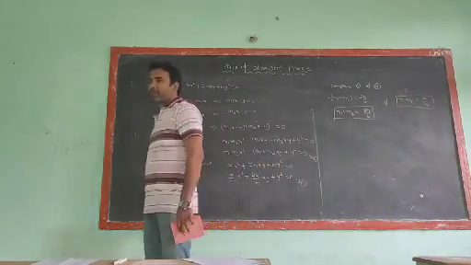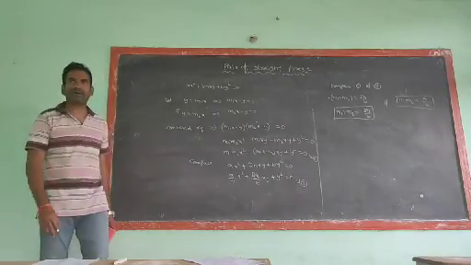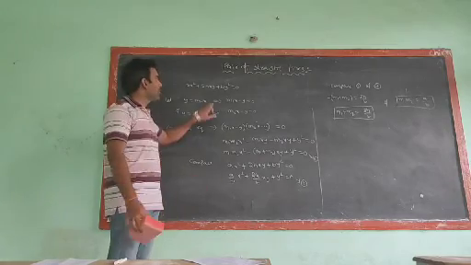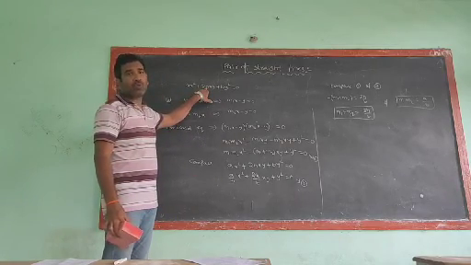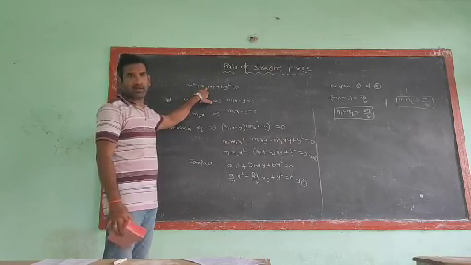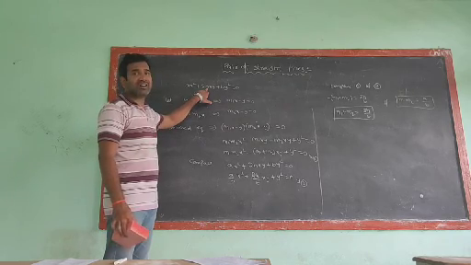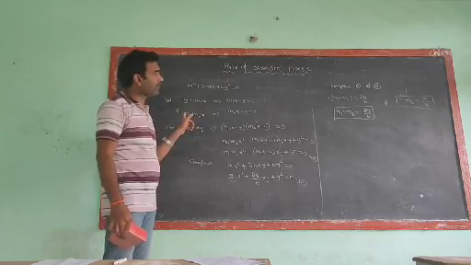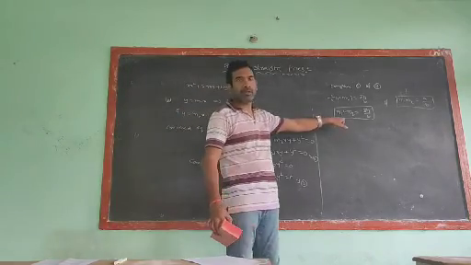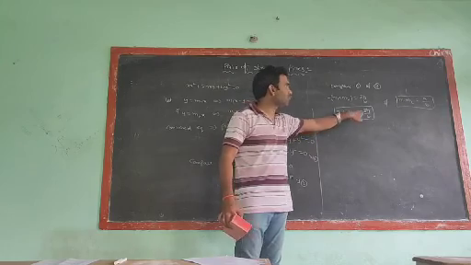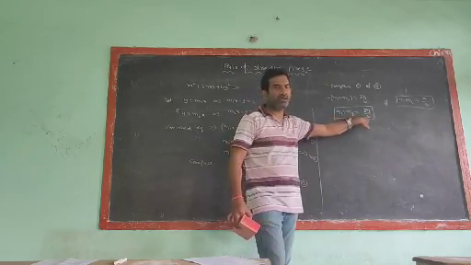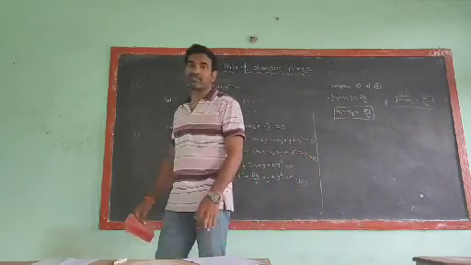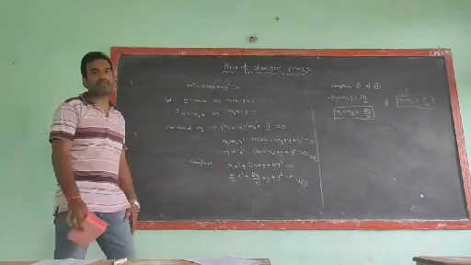Suppose our pair of straight line equation is given as ax square plus 2hxy plus by square equal to 0. If it represents two lines which have the slopes m1 and m2, what is our concept? The sum of the slopes, m1 plus m2, equals minus 2h by b. The product of the slopes is equal to a by b. This is our concept.